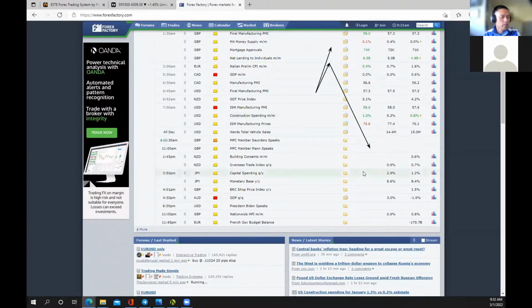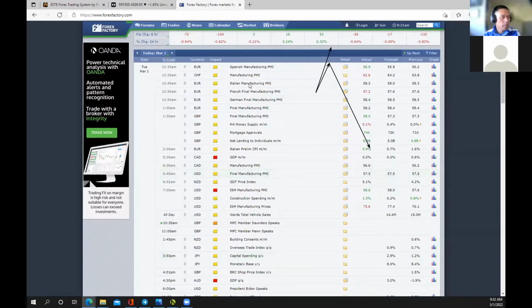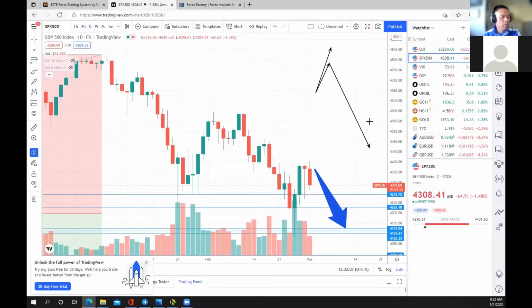Today we have GDP based on Australia, so keep an eye on that one. Nevertheless, going back to the S&P, it is retesting about 41.30 right there, mainly the low of this, which is going to be 4105.25. All right, so that's the S&P.